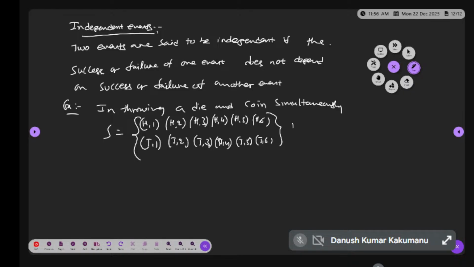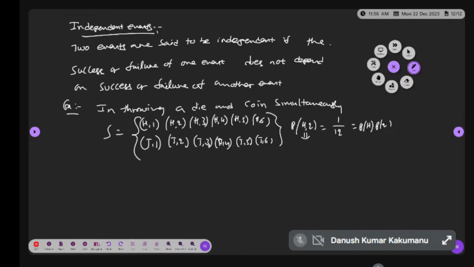Now here my question is: what is the probability of H comma 2? Total how many sample points are there? 12. Out of that, H comma 2 is only 1. So 1 by 12. The probability of H comma 2 is 1 by 12, which equals the product of the individual probabilities. Whenever you perform the coin and die separately, whatever results you get, the product is 1 by 12 only.